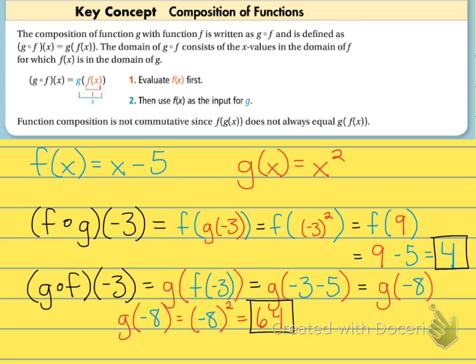Notice in the key concept box, the very last statement says that function composition is not commutative, meaning that you cannot go both directions, like adding and multiplying, where order doesn't matter. It is not commutative since f of g of x does not always equal g of f of x. That's going to be very important when we talk about inverse functions later on this week. So notice that g of f and f of g are not the exact same thing. They're not going to give you the same answers. So order is very important. Make sure that you work from the inside out.